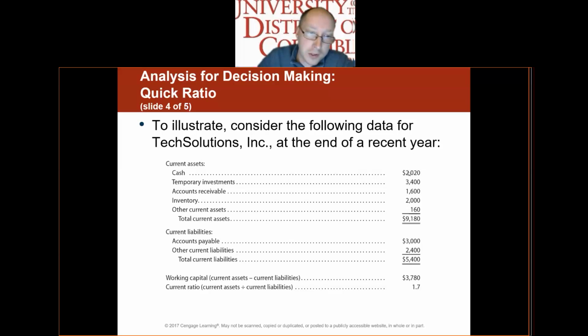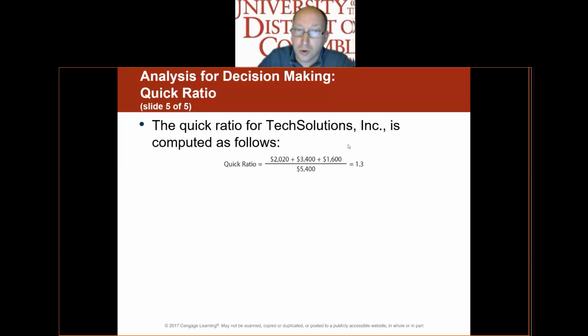The way that you know this is to look at the order of our current assets. We organize current assets based on liquidity. The word liquidity, as you remember from earlier chapters, means how quickly I can convert something into cash. So cash, temporary investments, and accounts receivable all quickly convert to cash. So quick assets, divided by current liabilities, equals 1.3. Anything above 1 is good.